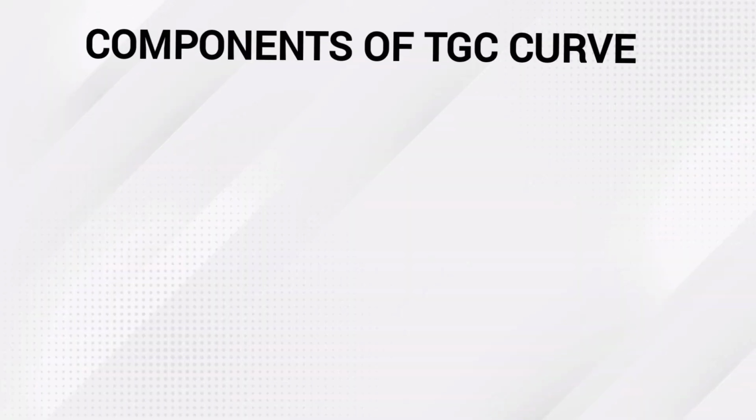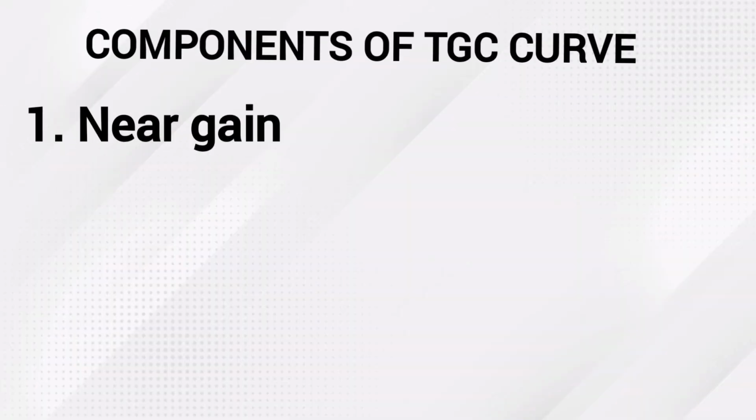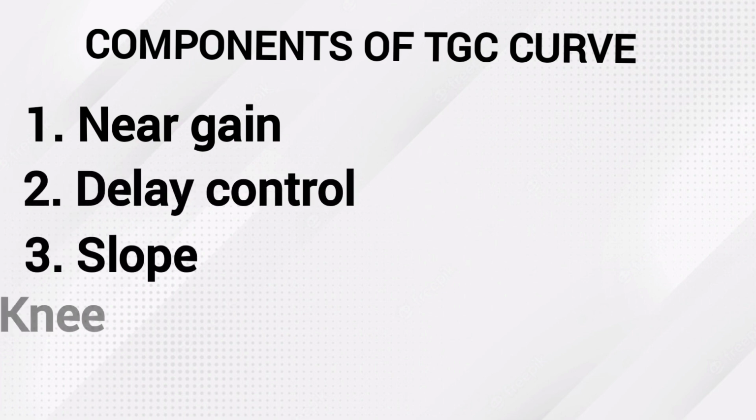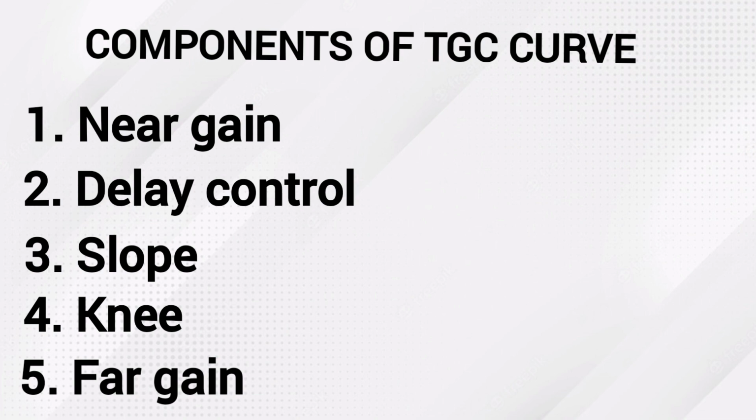So how do we solve the problem? That's the whole idea behind time gain compensation. Time gain compensation makes all echoes arising from similar structures appear at the same brightness regardless of the depth of the reflector. The components of the time gain compensation curve include near gain, delay, slope, knee, and far gain. Let's look at them one after the other.